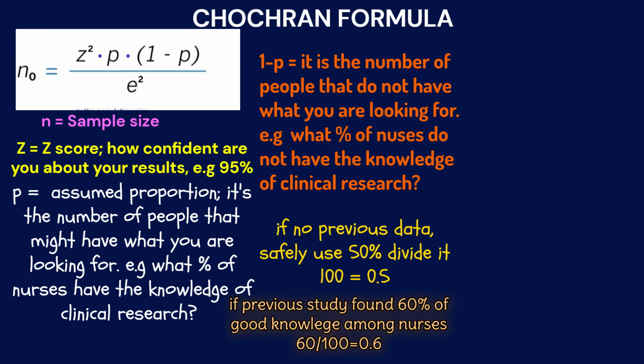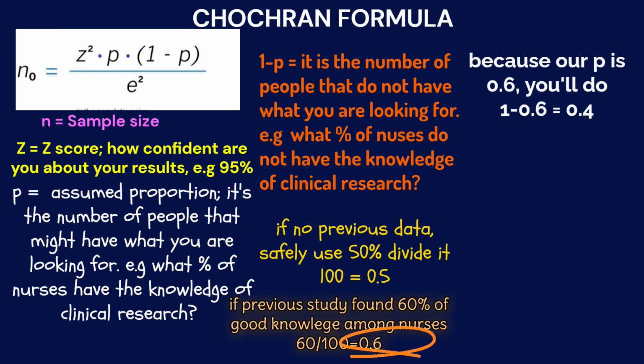So the 1 minus P is the opposite of your P. Now, this is where you want to talk about the percentage or the proportion of people you think do not have or do not know what you are studying. So in this case, we are going to say what percentage of nurses do not have good knowledge of clinical nursing research. So you are just going to do your 1 minus P. So you're just going to say, let's say 1 minus 0.6, we're going to have 0.4. So that's our 1 minus P.